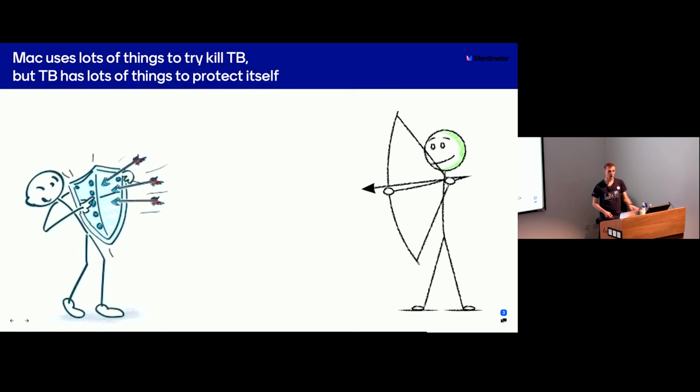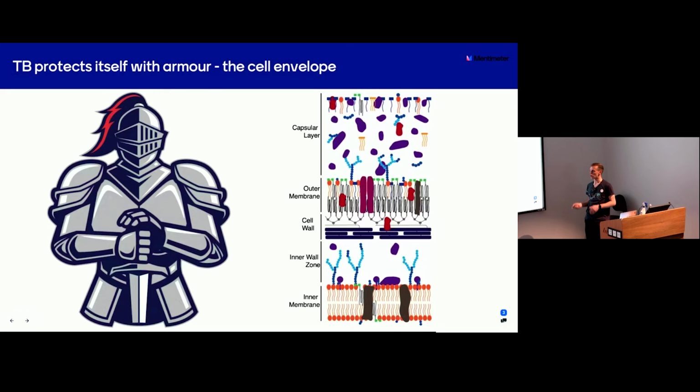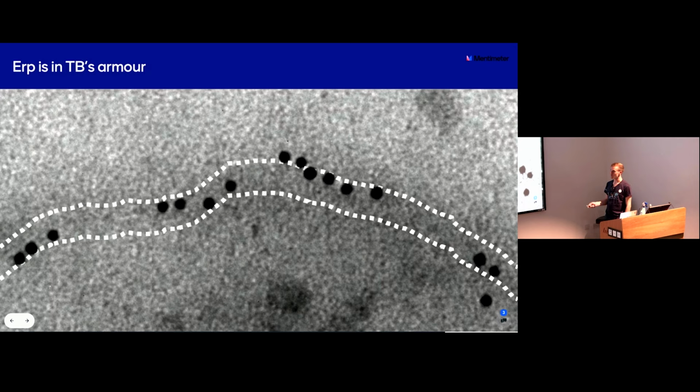But then, as I said, TB has a lot of things to try and protect itself against MAC. And that's what I work on. I work on a protein that is in the cell envelope. This is really complex and confusing, but all you need to know is that this cell envelope is kind of like the bacteria's armor. It helps it protect itself. My protein is called ERP. If you look at the bacteria's armor, the dotted white lines, you can see that my protein is in this armor. Each of these black dots is my protein, and it's in the armor of the bacteria.